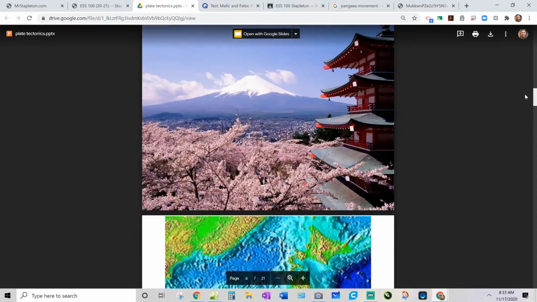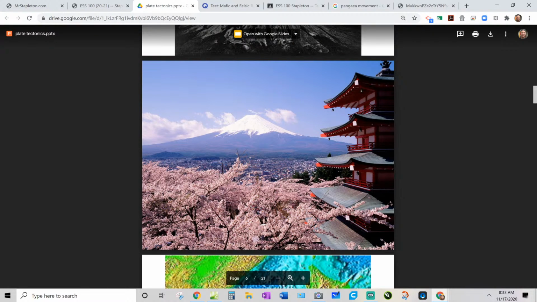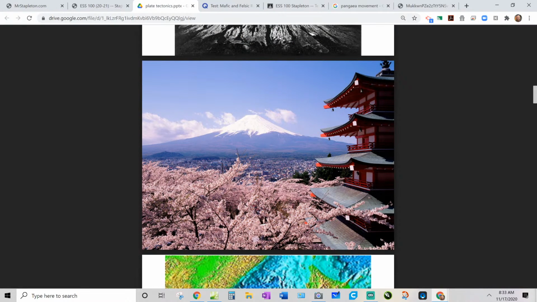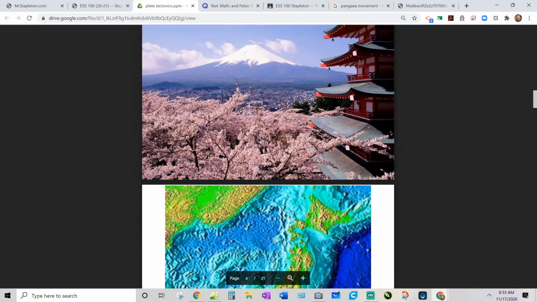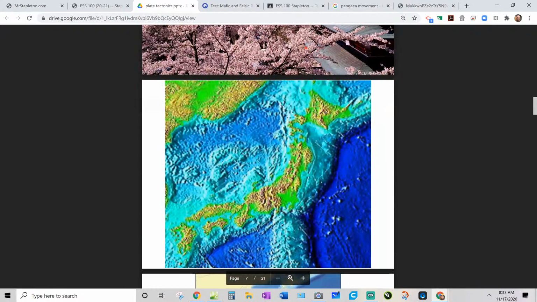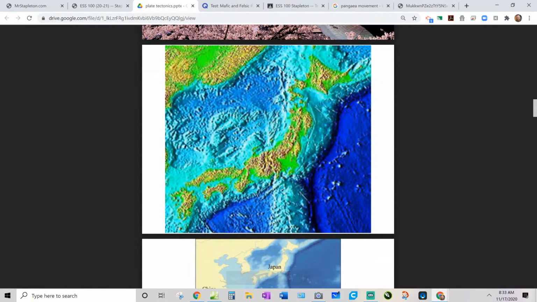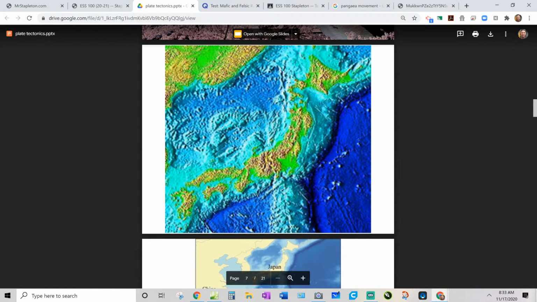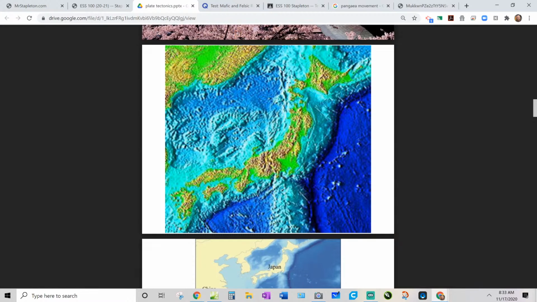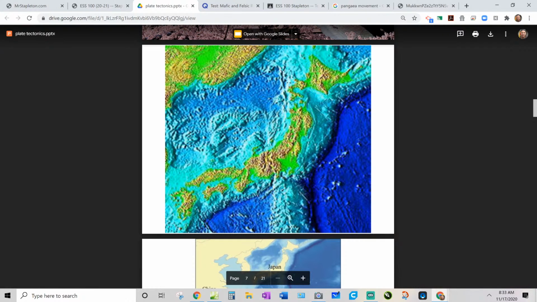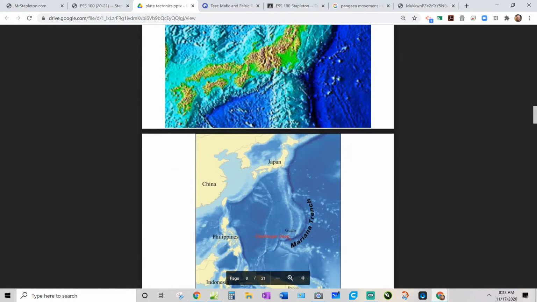Oh, here we go. There's Mount Fuji, and that picture was taken in Japan. And then this picture is from above, so you can see the really dark blue right here. What's that? That's the trench. And then these are the islands of Japan. And over here on the left, that's the Sea of Japan.